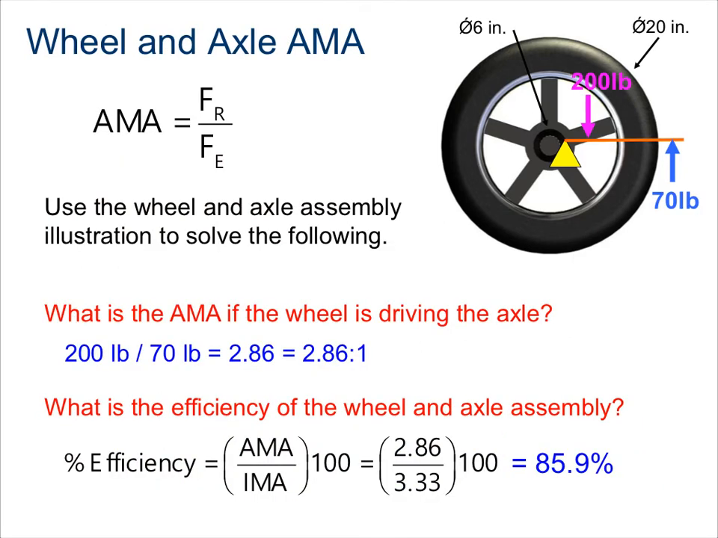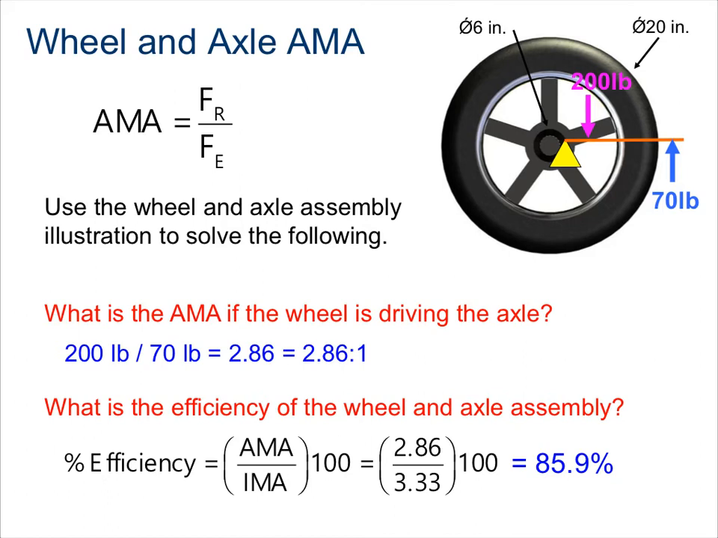When calculating the AMA of a wheel and axle, again, we'll use force of my resistance divided by force of my effort, FR over FE. What is the actual mechanical advantage if the wheel is driving the axle? So if the wheel is the effort and the axle is the resistance, I have 200 pounds of force being applied at the axle divided by 70 pounds of force at the wheel, which gives us an actual mechanical advantage of 2.86.